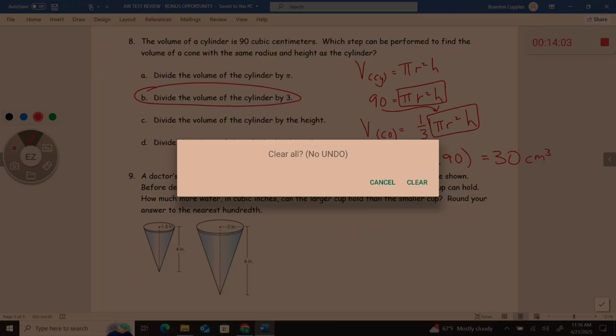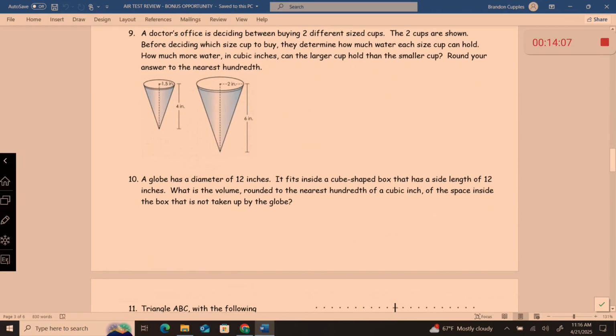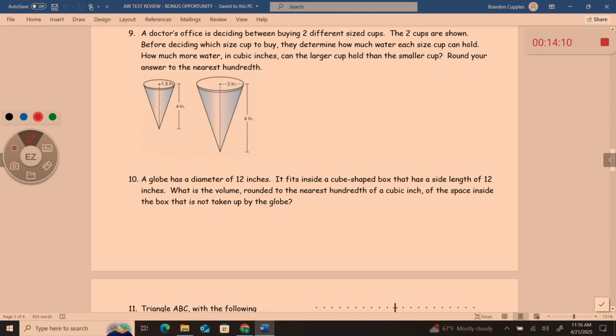All right. Looking at number 9, a doctor's office is deciding between buying 2 different size cups. The 2 cups are shown. Before deciding which size of cup to buy, they determine how much water each size cup can hold. How much more water in cubic inches can the larger cup hold than the smaller cup? Round your answer to the nearest hundredth. Okay. So here's what I'm thinking. You got these 2 cups. How much larger is the larger cup than the smaller cup?